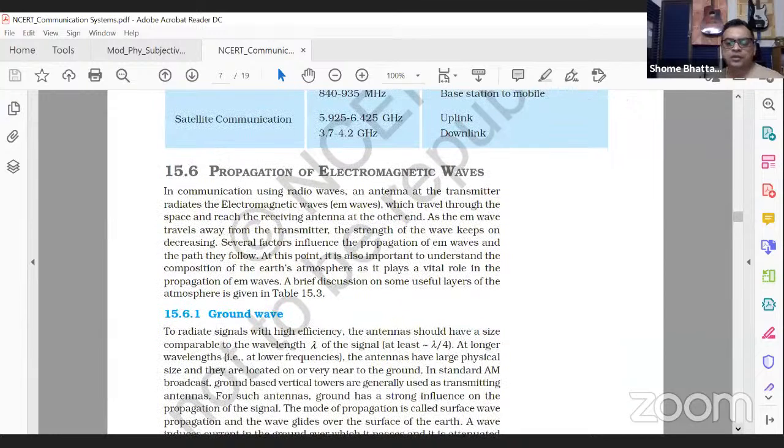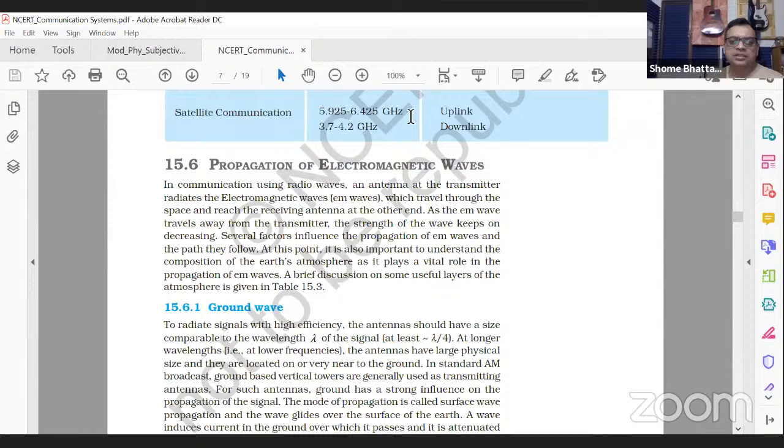Okay. Now another important section is the different types of electromagnetic waves that are used in communication systems, or different types of channels of electromagnetic waves. So the first is ground waves. So when you have a system where high frequency carrier waves or modulated carrier waves are transmitted through the ground. Okay, so basically in such a case, the antennas have to be located on or very close to the ground, and they have to have very large physical size.